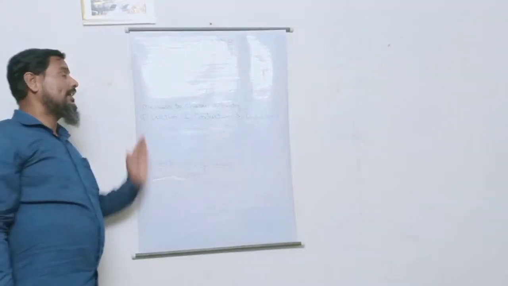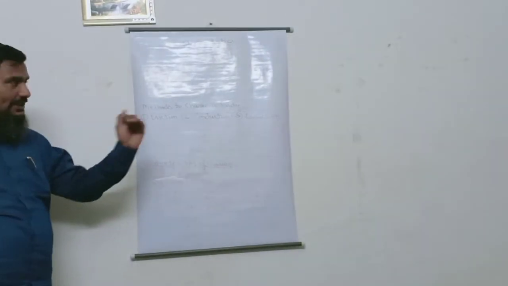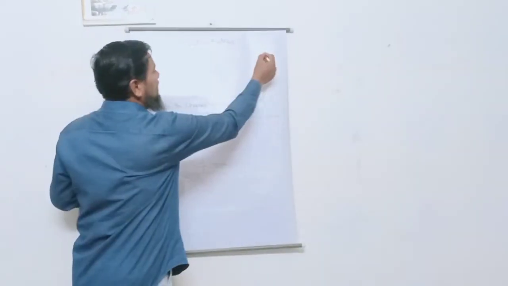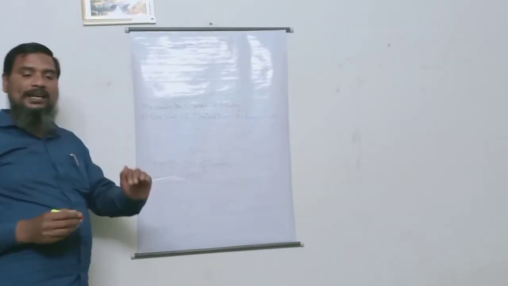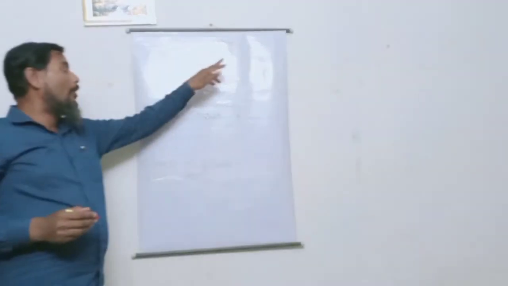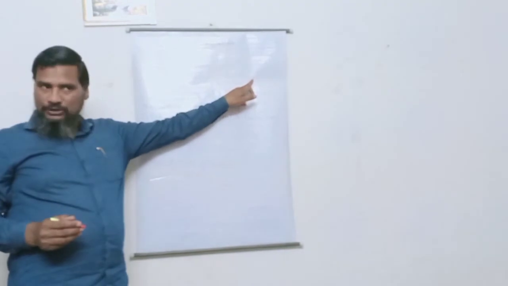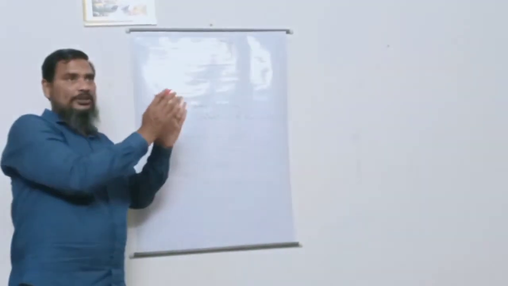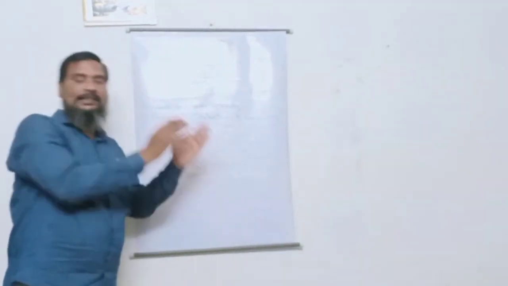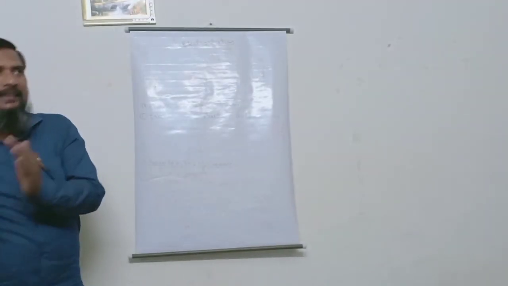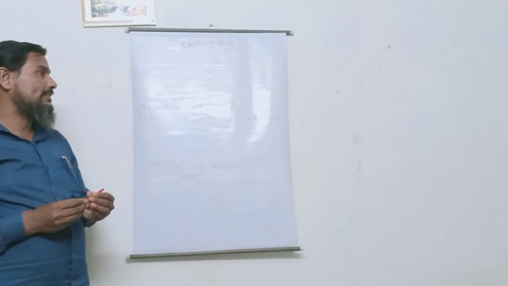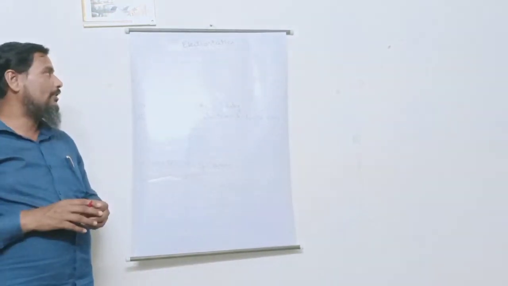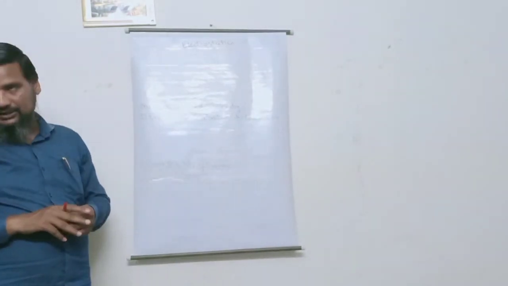Again I am repeating, if a body contains different charges at its different parts, then the total charge of the body will be the algebraic sum of all the charges of the body. Algebraic sum means the positive charges are added, the negative charges are added, and then we add both the positive and negative charges accordingly. This is called the additive nature of charge.